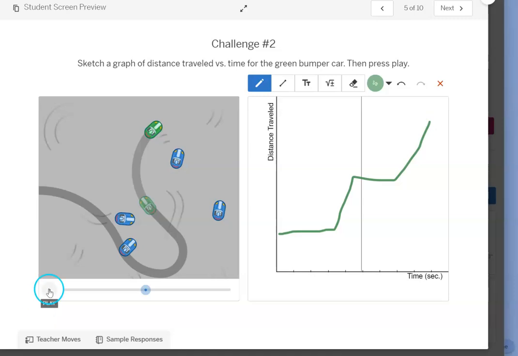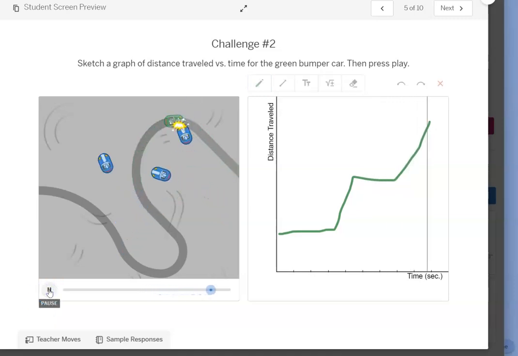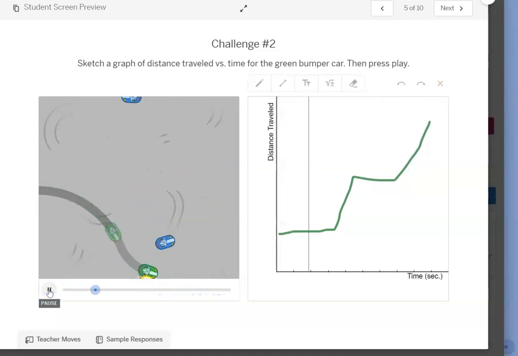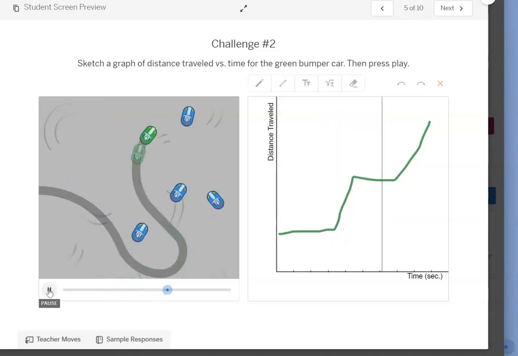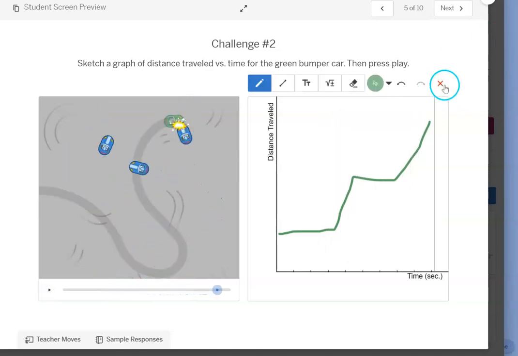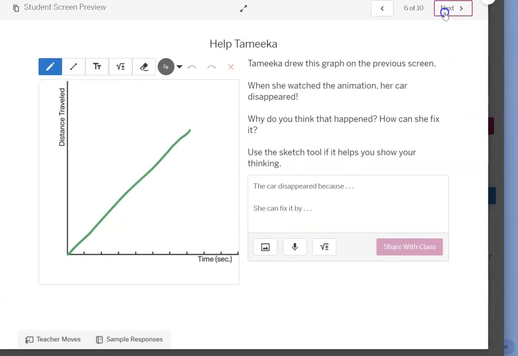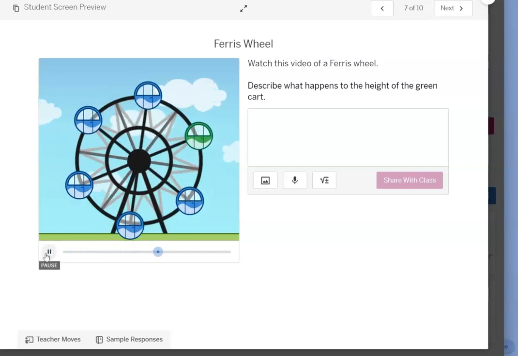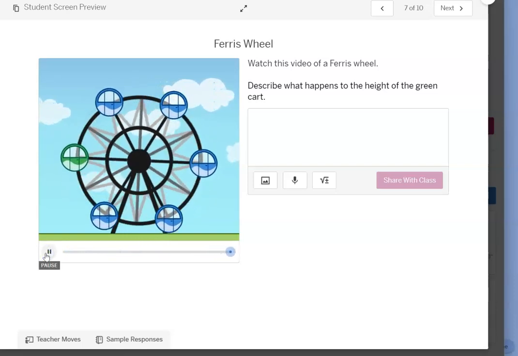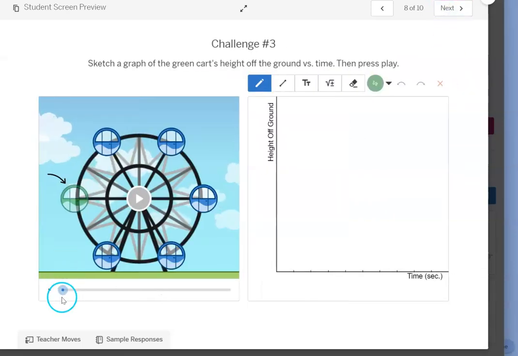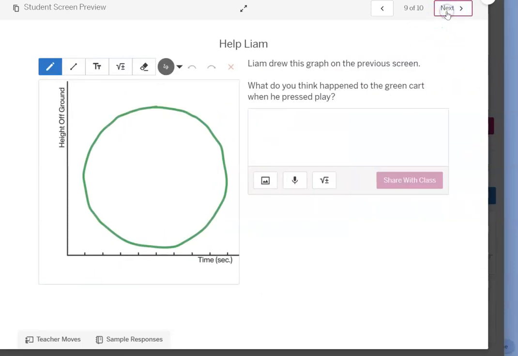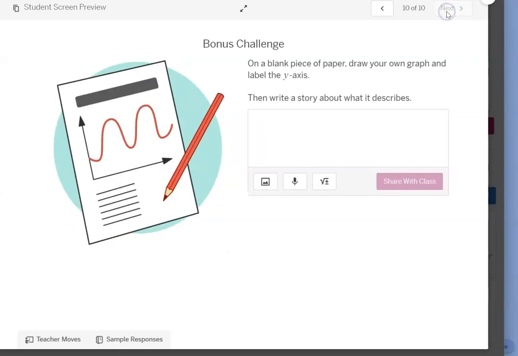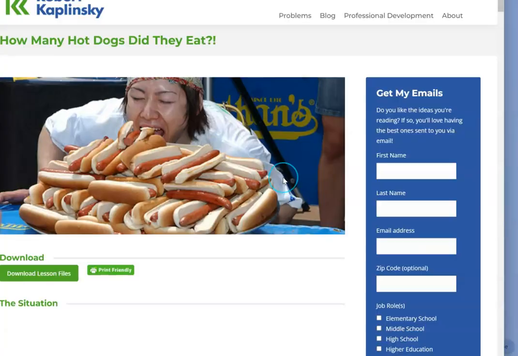So the next challenge, you're going to create a graph and you're going to try to make the little green car match the one that's there, or you could make it not match it because the green car actually crashed, I believe. So anyway, here's some questions about it. We have a Ferris wheel. We're looking at the green car on the Ferris wheel. We're trying to describe what is happening. You have several scenarios here for kids to play with and get a feel for. And then finally they can create their own scenario.